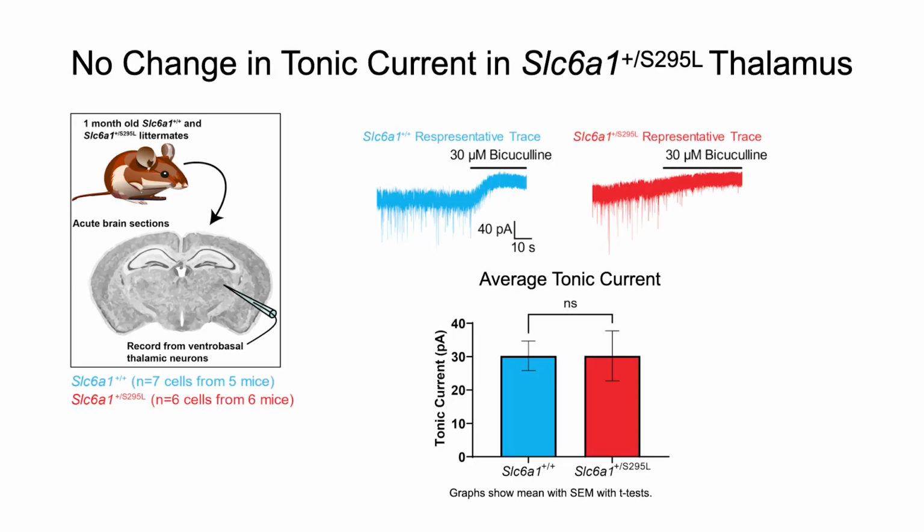I also looked in thalamus, and here I only had heterozygotes available. Thalamus is known to have a pronounced tonic current in the wild type, and as you can see, I observed it here, 30 picoamps on average. And then the SL heterozygote had a very similar tonic current, so I didn't actually see a change in the tonic current.